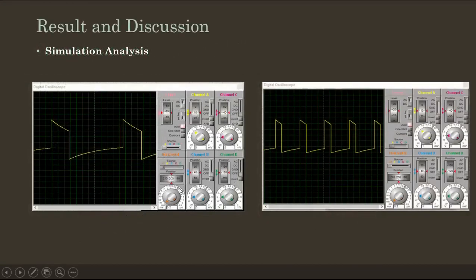For the first picture, if we change the value of the potentiometer to 40%, as a result, the heartbeat rate will be slower. And for the second picture, if we change the value of the potentiometer to 80%, the heartbeat rate will be faster. Now go to the next slide.